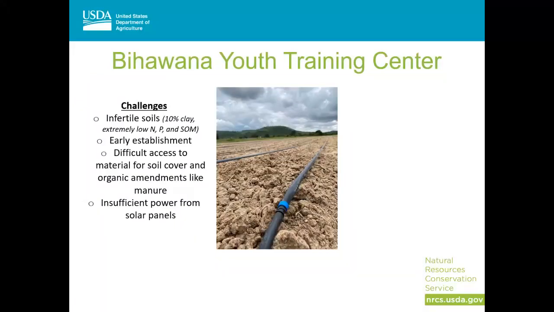Some of the challenges at this site are just kind of inherently infertile soils. There's 10% clay, extremely low nitrogen, phosphorus, and organic matter. They're having some challenges just because it's the first year of establishment, so there's always obstacles in getting everything together, getting all of the systems in place. They have difficult access to material for soil cover and organic amendments like manure, so all of the soil there is basically bare right now, and a lot of that increases the risk of organic amendments oxidizing, and it's just a challenge to get material or to have a reason kind of to leave residue on fields.